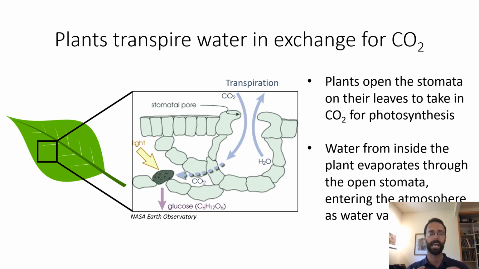transpire is because they take in CO2, carbon dioxide, from the atmosphere for photosynthesis. And they do that through small openings on their leaves called stomata. A single opening is called a stoma. When you refer to multiple openings on a leaf, they're called stomata. So this is an example of what a stomata might look like and the exchange of gases that happens through the stomata. When that stomata opens to take in CO2 for photosynthesis, water evaporates from the interior of the leaf into the atmosphere through that same opening. So the evaporation of water through the open stomata is the transpiration. It's that evaporation that's happening there.